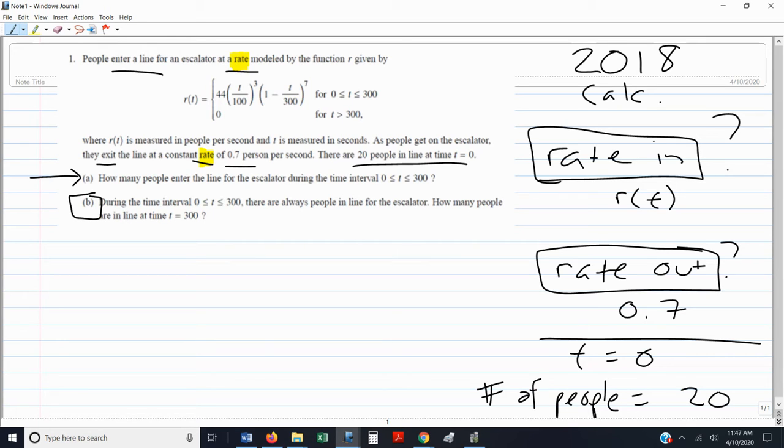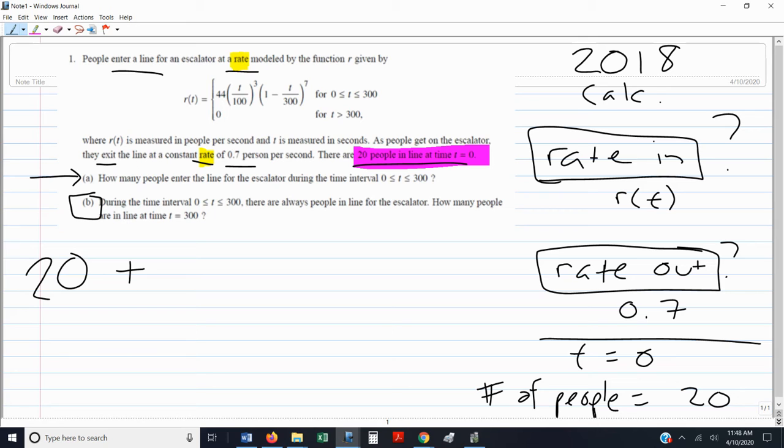We had talked about these in class, these classic rate in, rate out questions where there's people in line at the beginning, there's people coming in the line, there's people leaving the line, etc. So it says for part B, during the time interval 0 to 300, there are always people in line for the escalator. How many people are in line at time 300? Okay, so the first thing is, you know that you have 20 people in line at time 0. So there's 20 people there already. So we're trying to figure out how many people are in line at time 300. We're going to start with those 20 people.